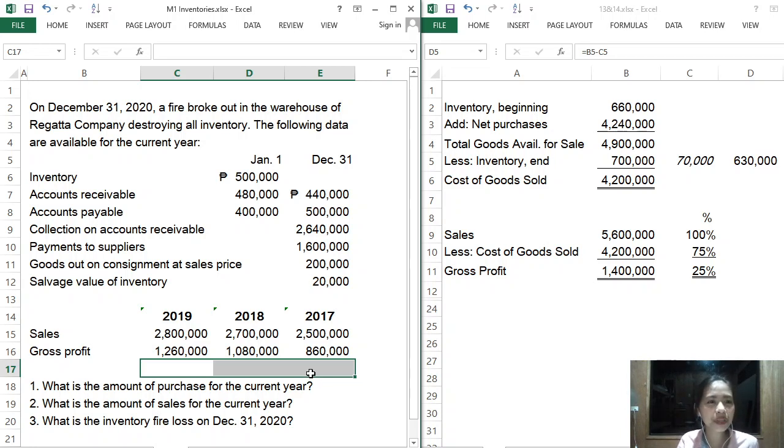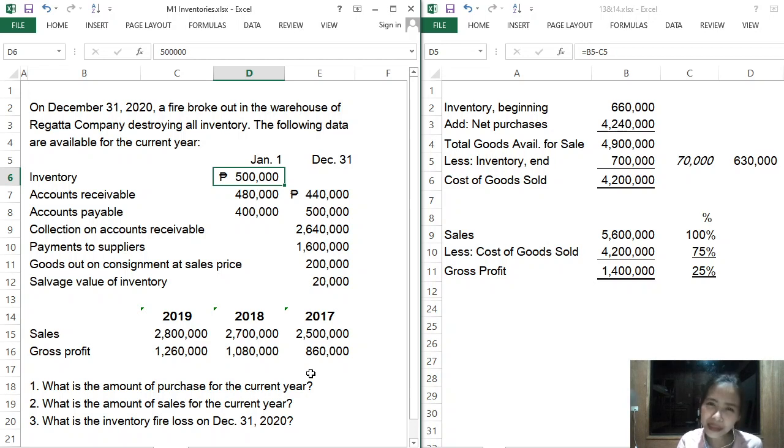Okay, so on December 31, 2020, a fire broke out in the warehouse of Regatta. Sayang naman yung mga Regatta. Destroying all inventory. Sana pinamigay na lang. The following data are available for the current year. So, we have beginning inventory na 500,000.